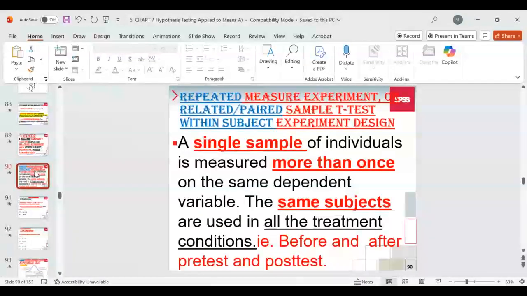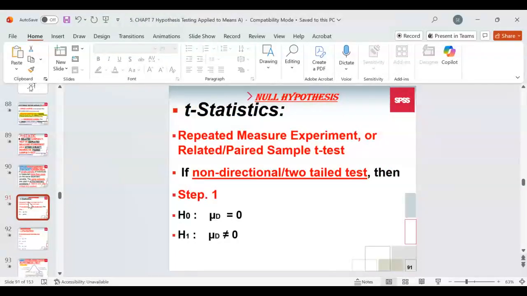How do we do it? A single sample of individuals is measured more than once on the same dependent variable. The same subjects are used in all the treatment conditions, as mentioned, before and after, pre-test, post-test. So in order to do our hypothesis testing, same way that we did the single sample t-test, repeated measure experiment or related paired sample t-test.